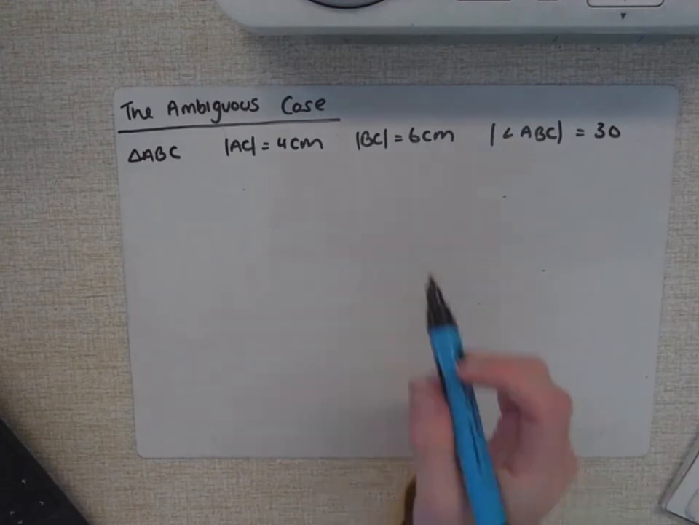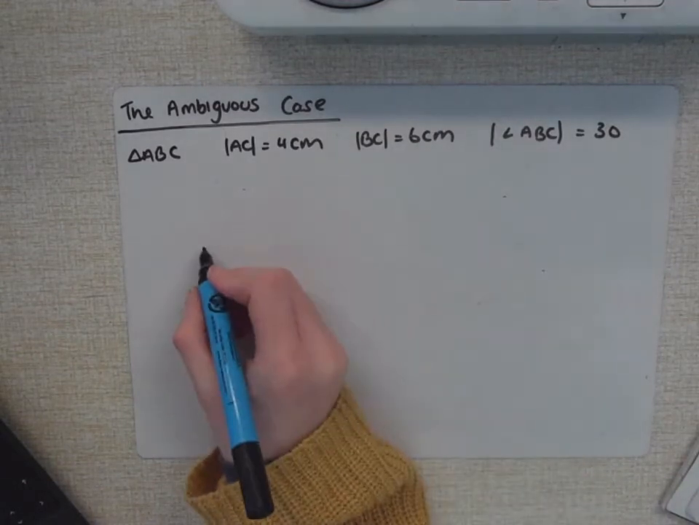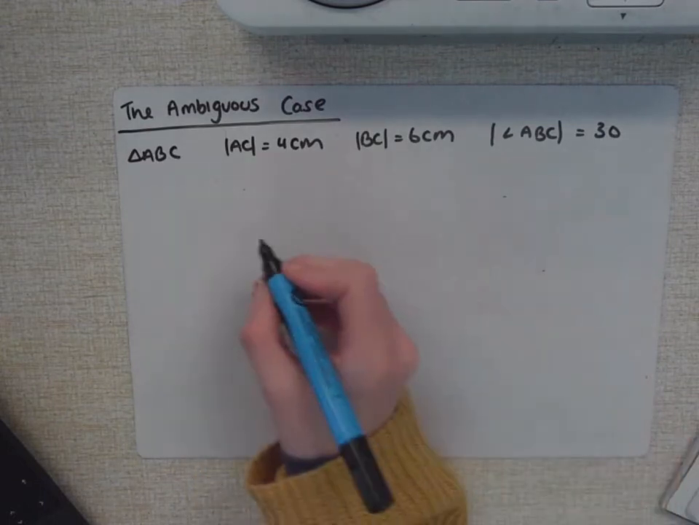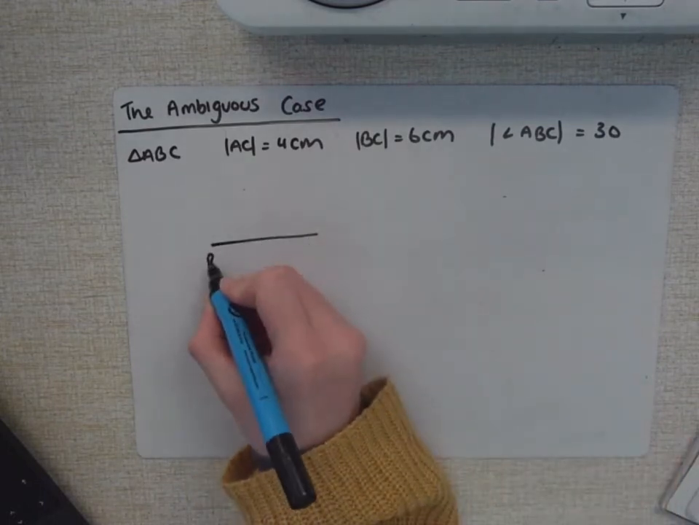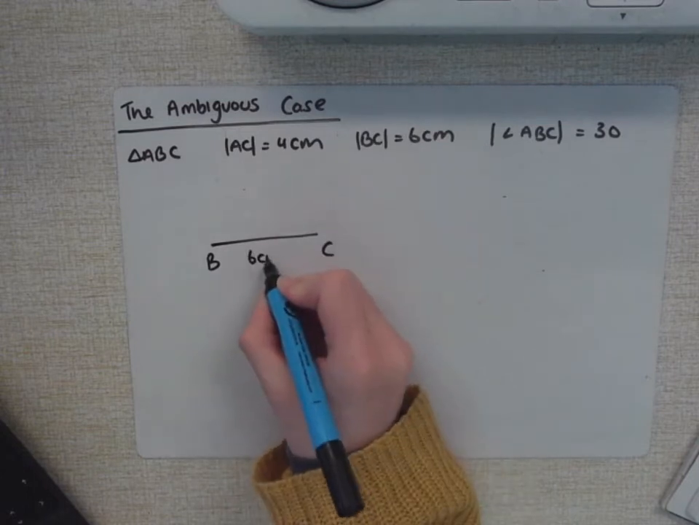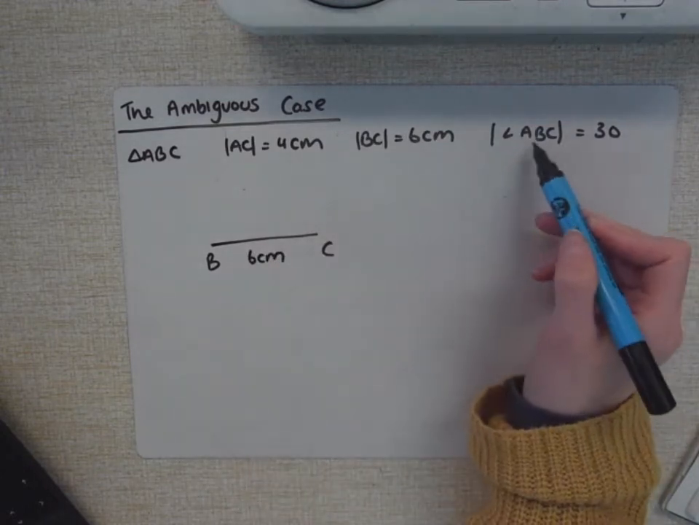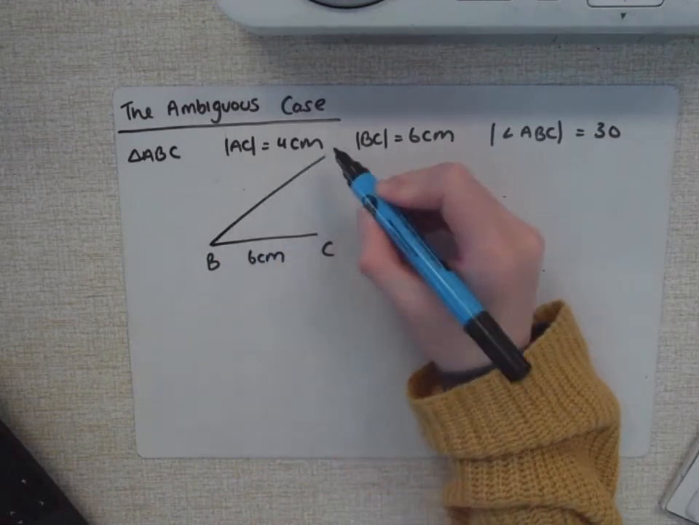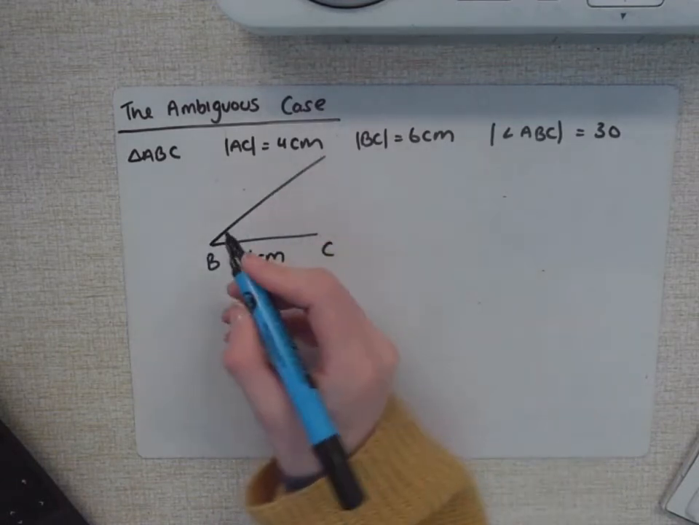You're going to take the longest side, and that's going to go on the bottom as if you were constructing this triangle. So your BC would go down there as 6 centimeters. Angle ABC is 30, so you have a 30 up here. I don't know how long that line is, they didn't tell it to me. This is 30 degrees.